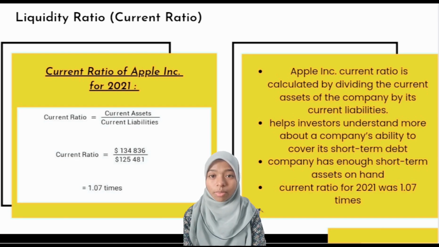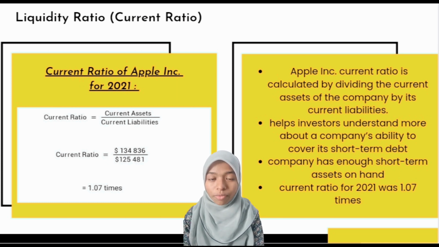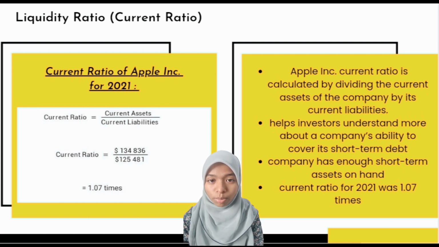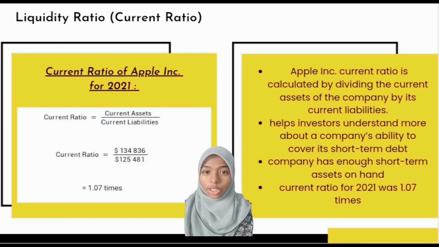As you can see, this is the formula of the current ratio for 2021, which is current assets divided by current liabilities. So 134,836 million divided by 125,481 million. The answer is 1.07 times. For the calculation, we can see the Apple Inc. current ratio is calculated by dividing the current assets of the company by its current liabilities.